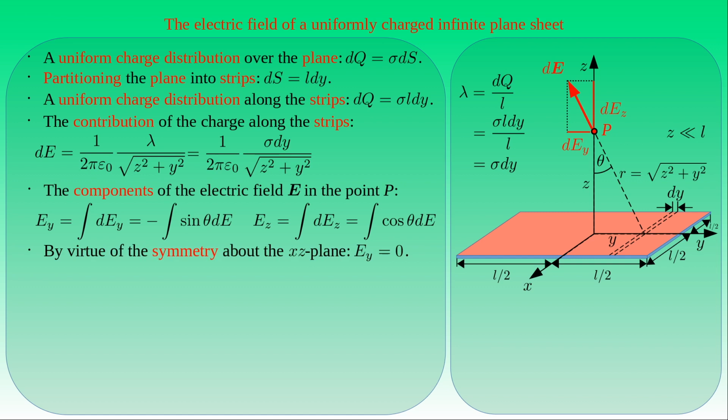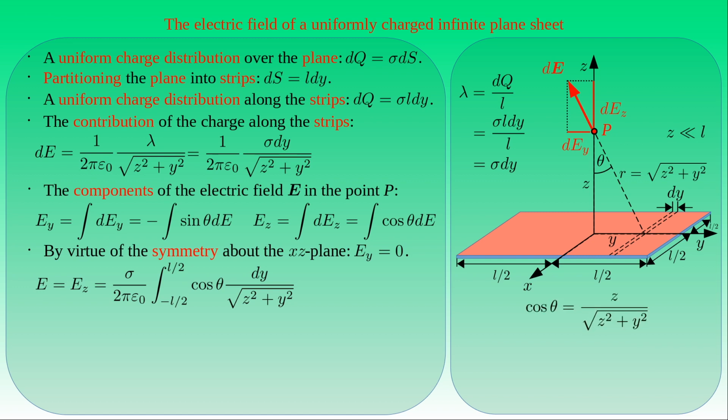Then the magnitude E of the electric field is equal to its z component, which is given by sigma times z over 2 pi times epsilon naught, times the integral of cosine theta divided by the square root of z squared plus y squared with respect to y from minus L over 2 to plus L over 2. Here cosine theta can be expressed in terms of the Cartesian coordinates, which is given by the ratio of the distance z to the distance r. That is, cosine theta is equal to z over the square root of z squared plus y squared. As a result, we have sigma times z over 2 pi times epsilon naught, times the integral of 1 over z squared plus y squared with respect to y from minus L over 2 to plus L over 2.